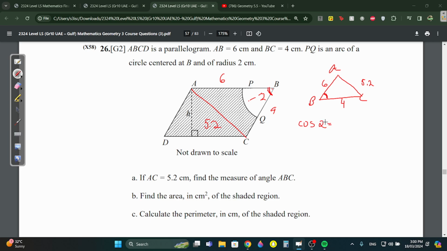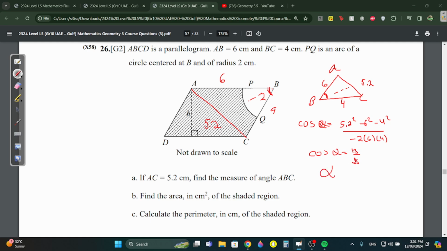Cosine of any angle alpha equals the square of the side opposite to it minus the square of the other two, so minus 6 squared minus 4 squared, over negative 2 times the other two sides, 6 times 4. If you put this on a calculator, 5.2 squared minus 6 squared minus 4 squared over minus 2 times 6 times 4, you get 13 over 25. Cosine alpha is 13 over 25.